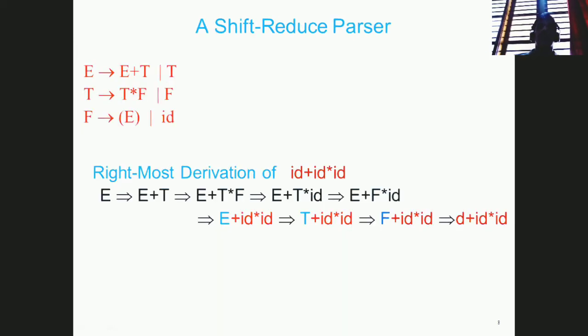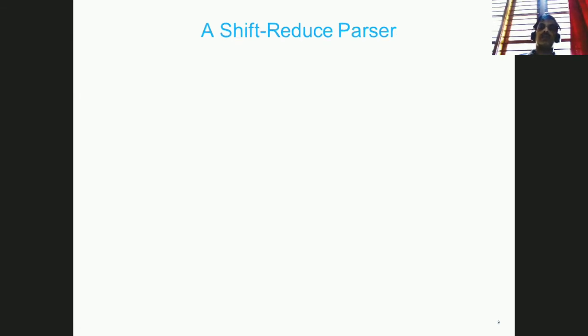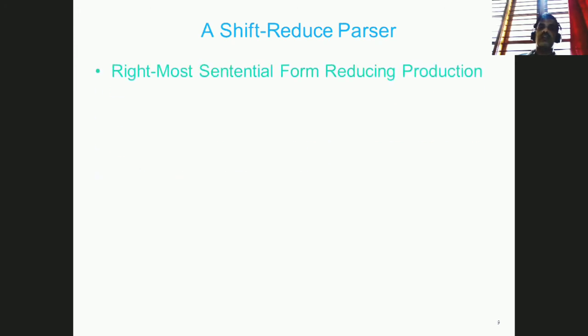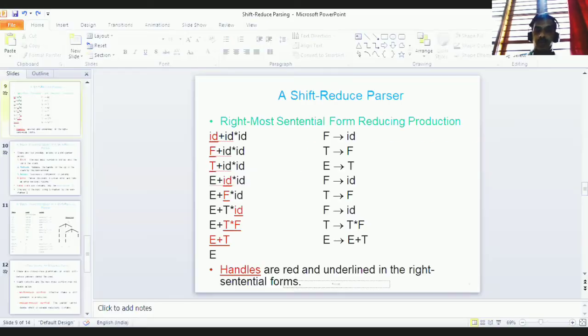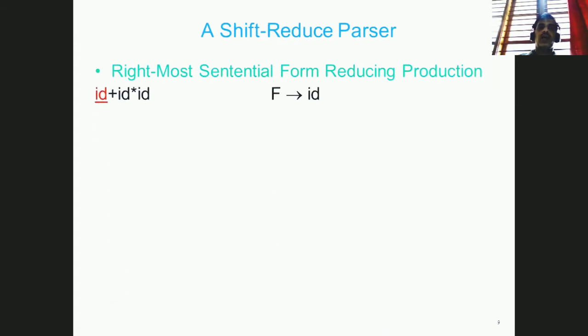With an example, this is the given grammar, and the input string is id plus id star id. In the next steps, we'll show how this is handled using the shift-reduce parser, that is, how handle pruning takes place. In this right sentential form, id becomes a handle. This id matches the right-hand side of the production whose left-hand side is F, so id is replaced by F. Now my next right sentential form becomes F plus id star id.